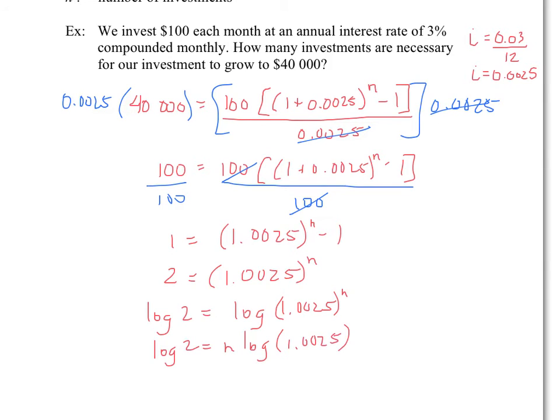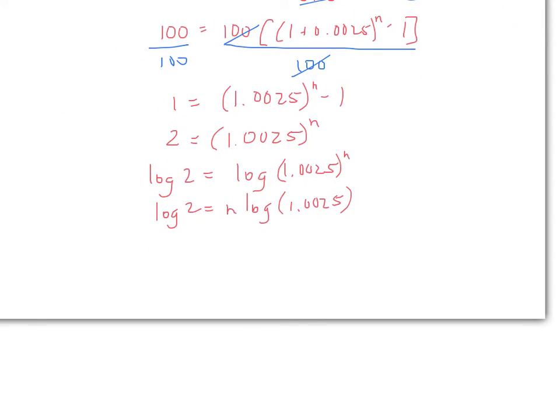So this question looks very similar to the other one at this point. You divide by log of 1.0025 on this side, and what you have left is log 2 divided by log of 1.0025 equals n. So that will be the amount of investments necessary. So you go log 2 divided by log 1.0025 in your calculator, and you get n equals 277.605.